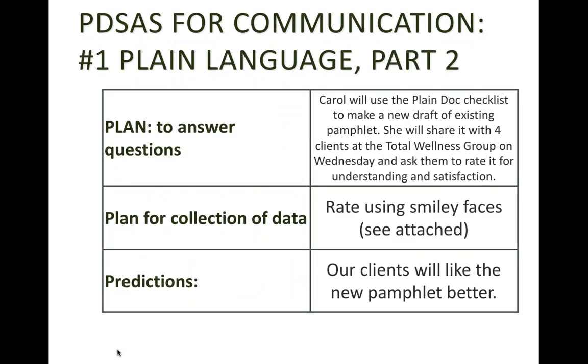So looking at the next slide, we're saying, okay, let's make a plan here. In this case, our fictitious person that is a jack of all trades, Carol, will use the plain doc checklist to make a new draft, and my computer just died.